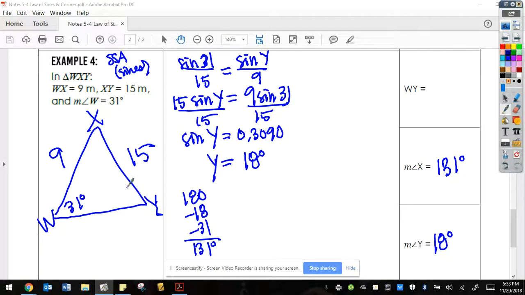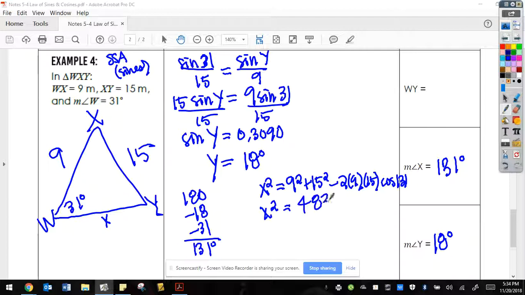Now, here's the thing. We have all three angles, but we have two sides. We're looking for the last side, so we need to use the law of cosines here. So we're looking for this guy. So we're going to do x squared equals, remember, the two other sides that they gave us, so 9 squared plus 15 squared, minus 2 times those two sides they gave us, and then cosine of the angle across from it, which we said was 131 degrees. If we simplify that, we get that x squared is 483.1, and if we square root each side, then we get that x is 22, so WY is 22, and it is in terms of meters.